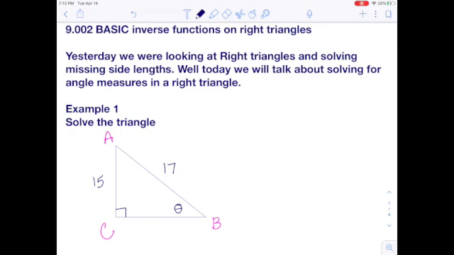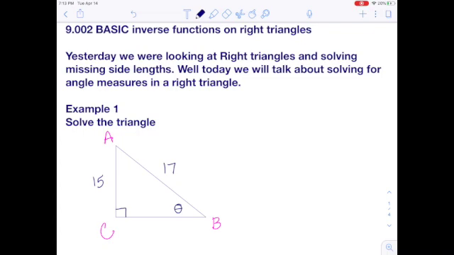Hi everyone, today we're talking about inverse functions and specifically on right triangles. I kind of call this the basic inverse of functions because we're going to get into some bigger and better inverse functions pretty soon, once you understand the unit circle and angles that are greater than 90.